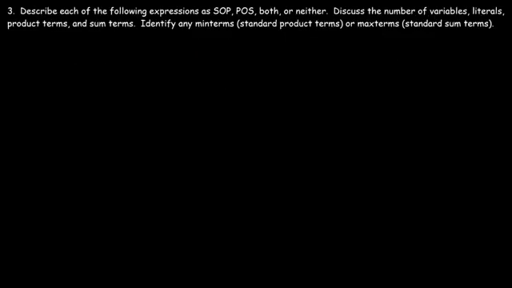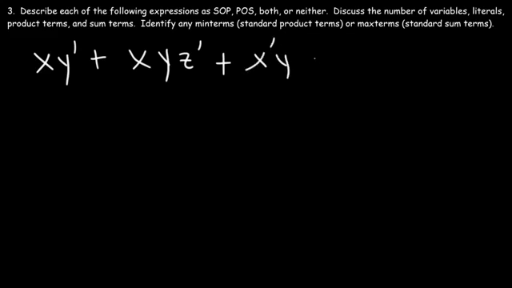Now let's work on number 3. Describe each of the following expressions as an SOP expression, sum of products, or POS expression, product of sums, both or neither. And at the same time, discuss the number of variables, literals, product terms, and sum terms, and identify any min or max terms. So let's start with this one. Let's say we have the expression x y prime plus x y z prime plus x prime y z w plus x y prime z prime.